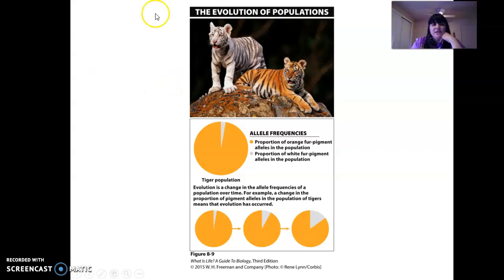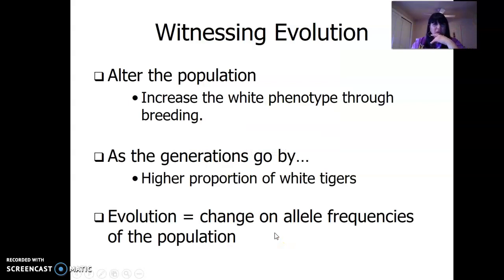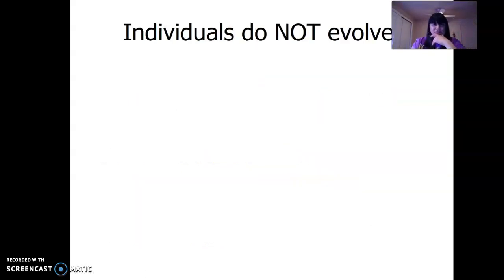Okay, so here, imagine these tigers. Most tigers we see are orange, but once in a while we see these albino tigers, right? Or white furred tigers. And if this was the gene pool, mostly here, proportion of orange fur pigment versus white, a lot of orange. But over time, we can have more white tigers in the population, and that would be evolution, because evolution is changes in lines of descent over time, or changes in allele frequencies over time. So we can witness this, we can actually see this.